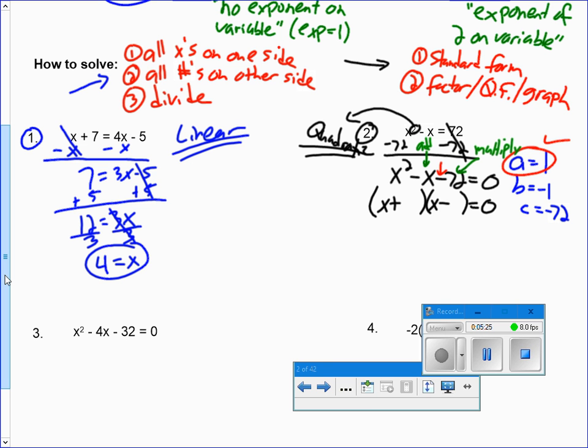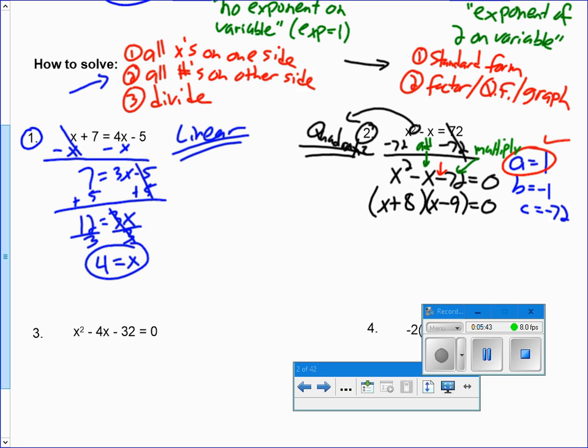And to add up to the negative, I need the bigger number to be negative. So I think of my factors of 72. The ones that are going to work for this are 8 and 9, and that's a positive 8 and a negative 9. Since positive 8 times negative 9 makes negative 72, positive 8 minus 9 makes negative 1.